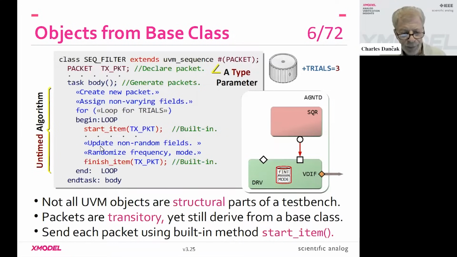And we can update non-random fields. For example, every packet has an integer tag. We can increment that. In particular, though, we're going to randomize the frequency that we want to apply to our filter and the mode we want to put it in. And so that's all done inside the sequence. So notice it's derived from this base class and has all these handy features.